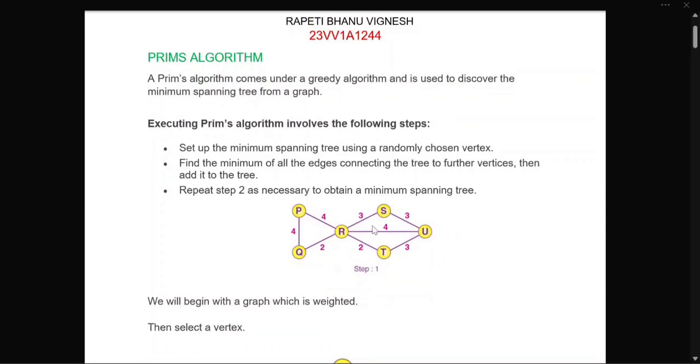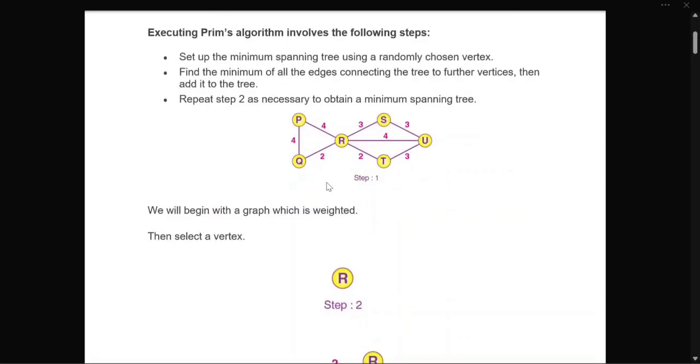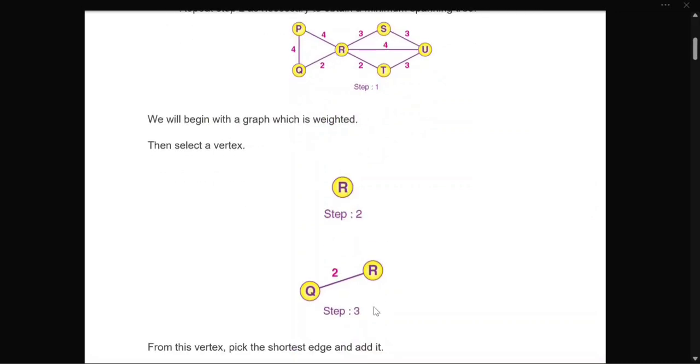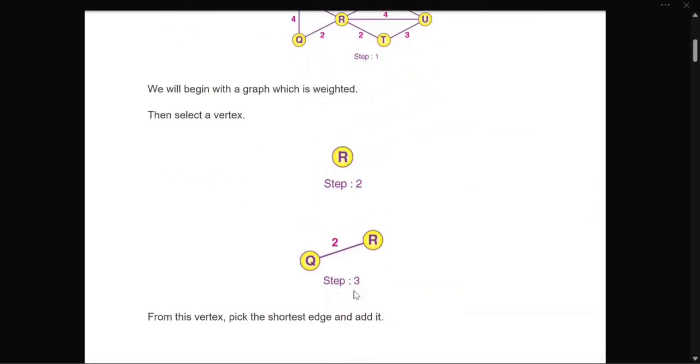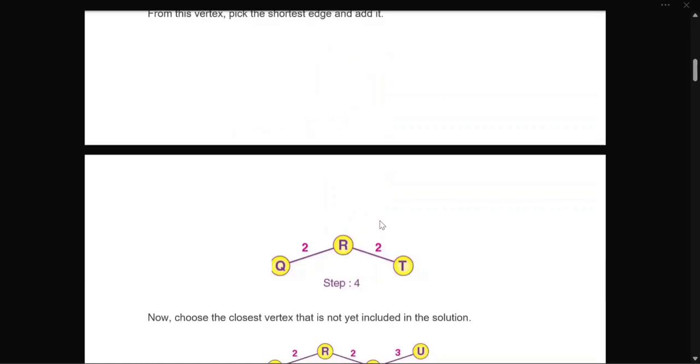So let us consider the weighted graph. So first we need to consider a weighted graph. After that, we need to select a vertex. The next step is step 3. From this vertex, pick the shortest edge and add it. So R is the shortest edge, so we add it.